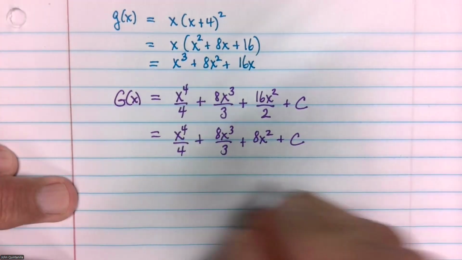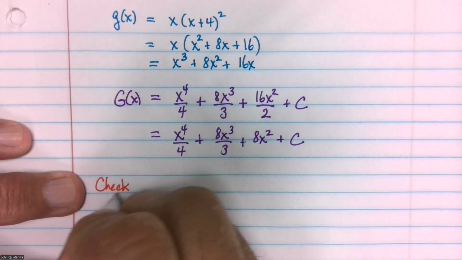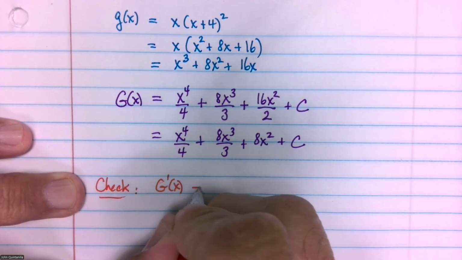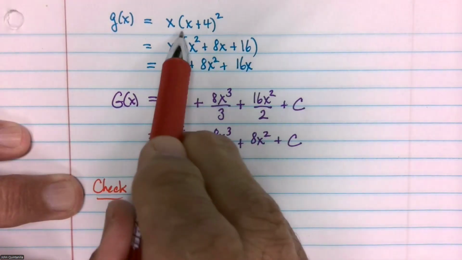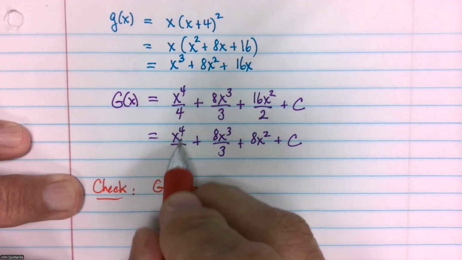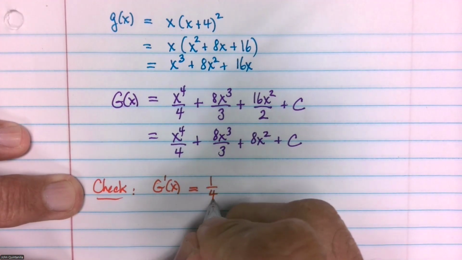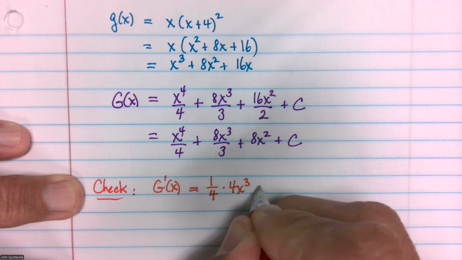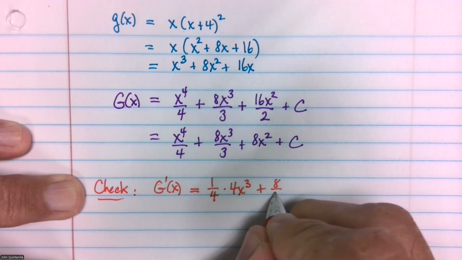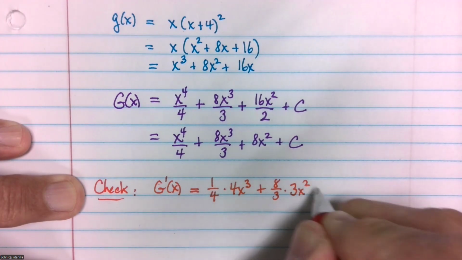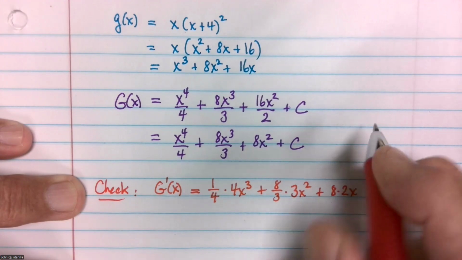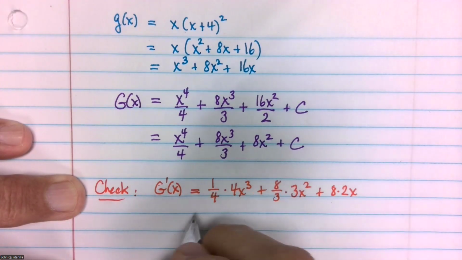And one thing you can do for a problem like this is check your work. And to check our work, let's take the derivative of capital G. And the result ought to be exactly what I see here on the top line. The derivative of x to the fourth over 4 is going to be 1/4 times 4x to the third. The derivative of 8/3 times x cubed is going to be 8/3 times 3x squared. The derivative of 8x squared is 8 times 2x, and the derivative of the constant is 0.